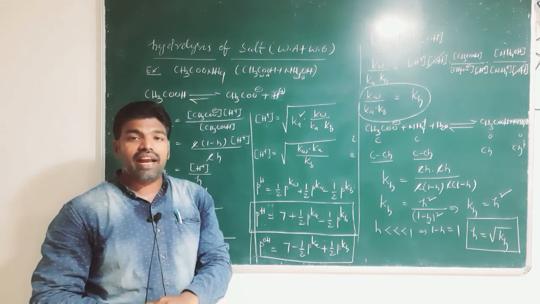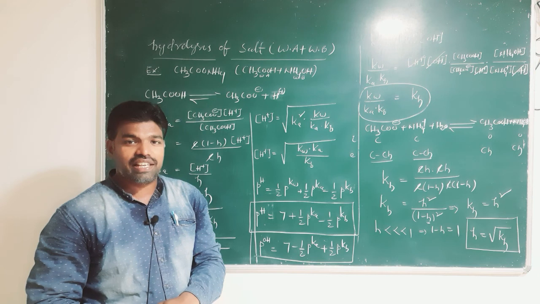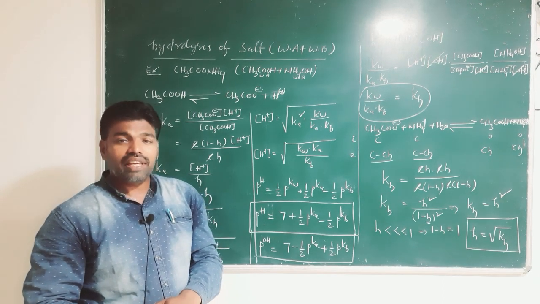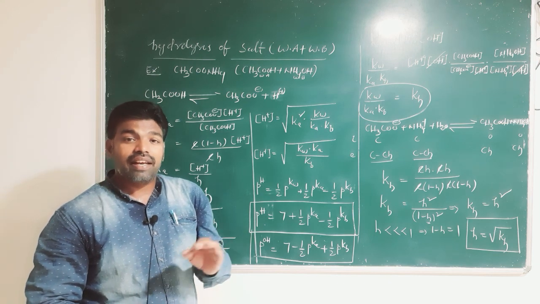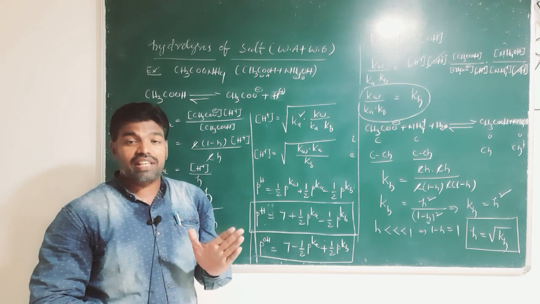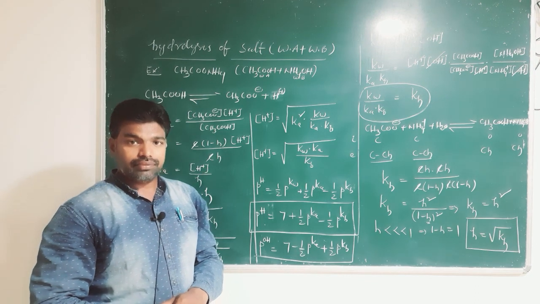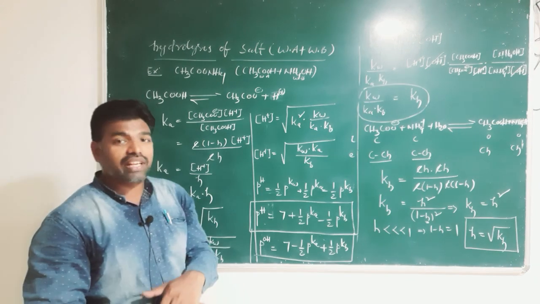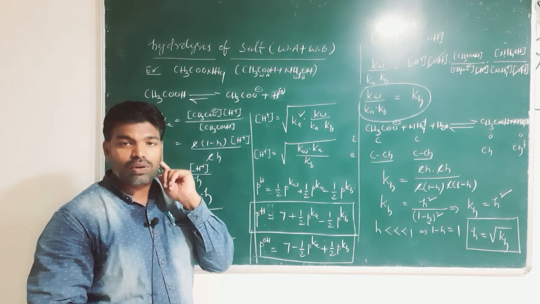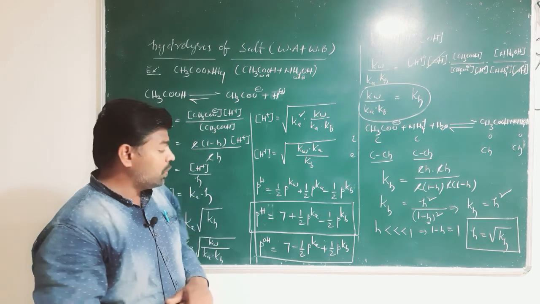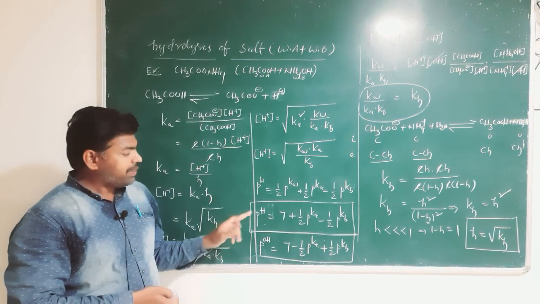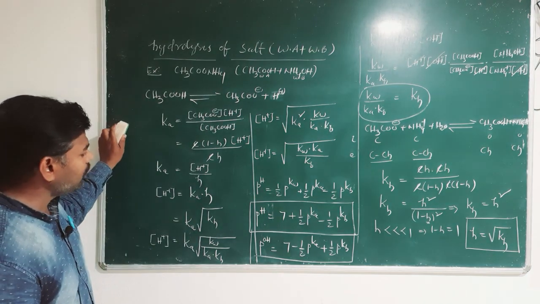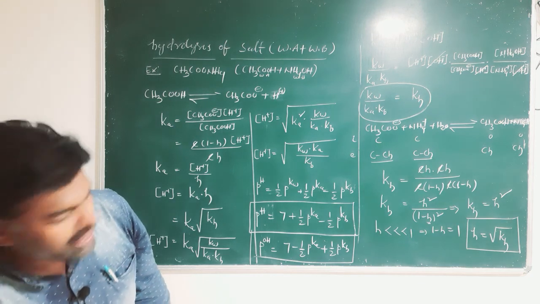If Ka is greater than Kb, then the solution is acidic, and the pH is less than 7. If Kb is greater than Ka, then the resulting solution is basic and pH is greater than 7. If Ka is equal to Kb, then the resulting solution is neutral and pH is equal to 7. Okay, so this gives the pH of the solution.